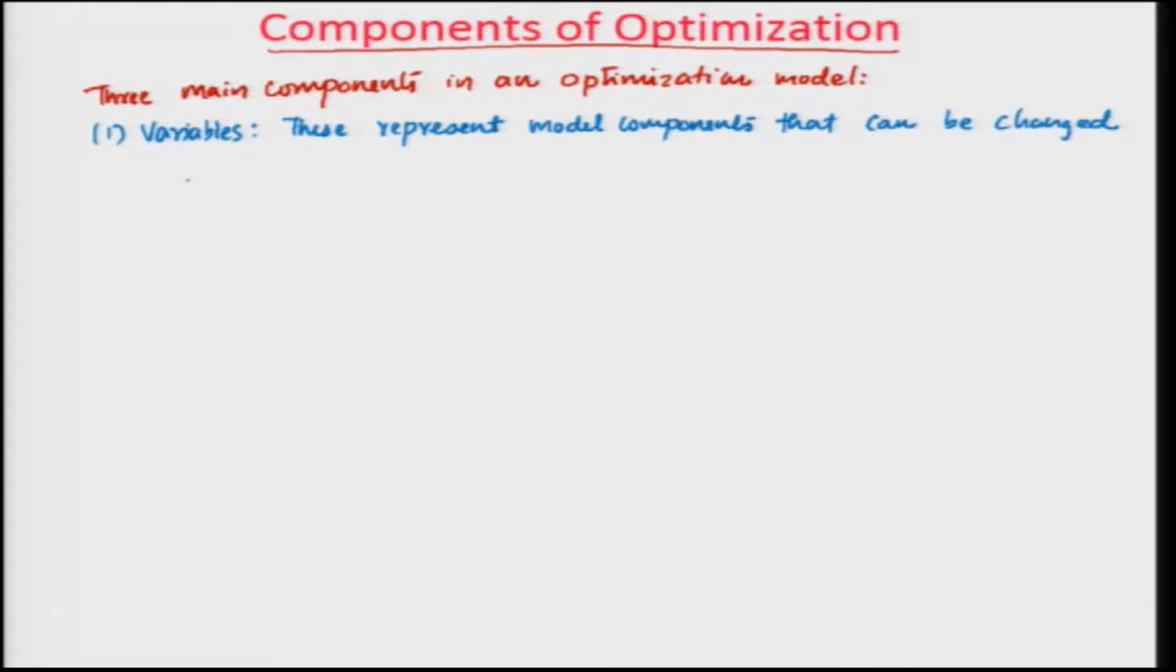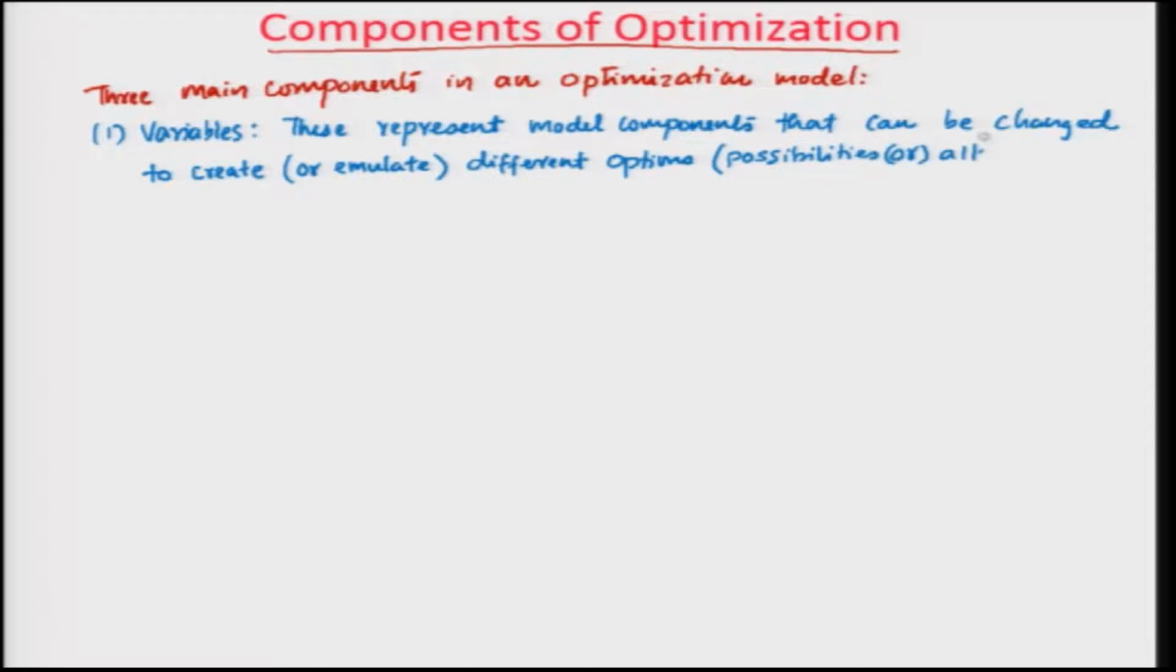to create or emulate different options, or what we call possibilities, or a better term for it, alternatives. So the first part of this whole thing is what we call variables.